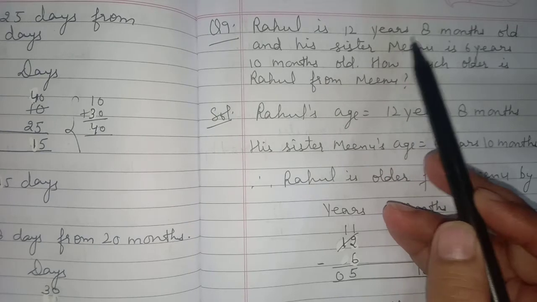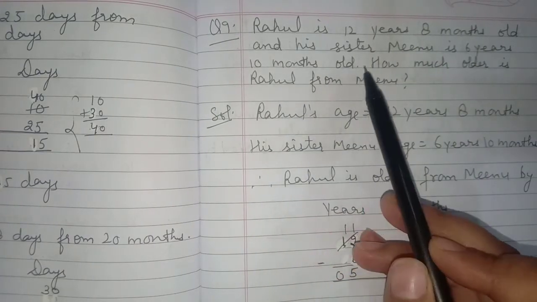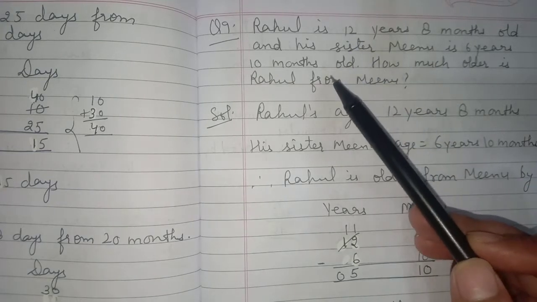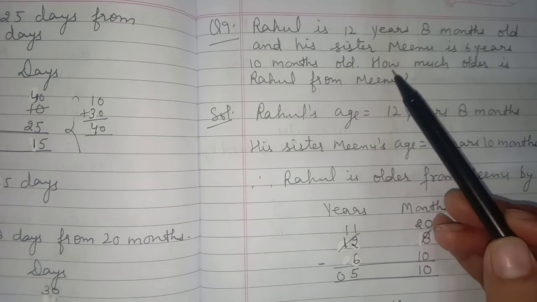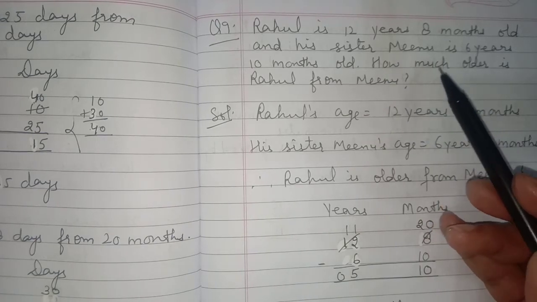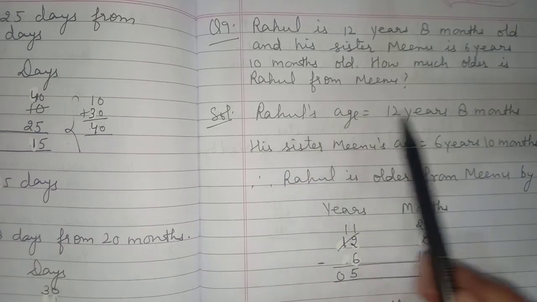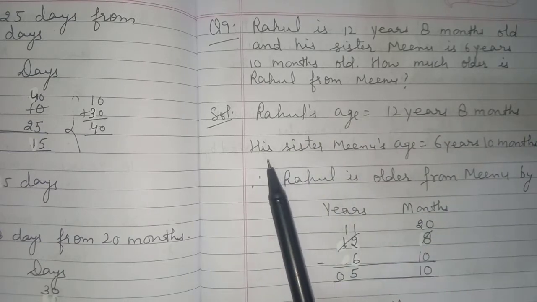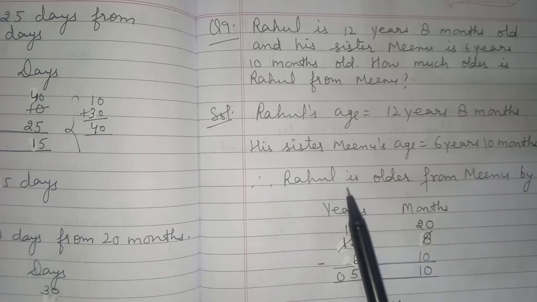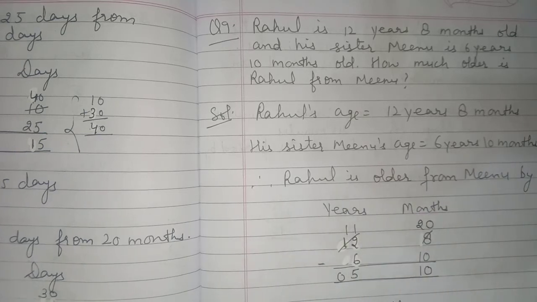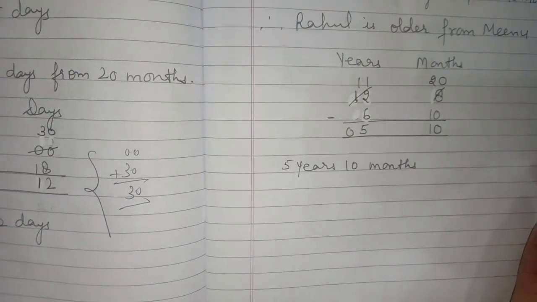Rahul is 12 years 8 months old and his sister Meenu is 6 years 10 months old. Age of Rahul and Meenu is given. How much older is Rahul from Meenu? As we know that Rahul is older, but we need to find how much he is older. So Rahul's age 12 years 8 months. His sister Meenu's age is 6 years 10 months. Therefore, Rahul is older from Meenu by, now we have to subtract and then we can find the answer.